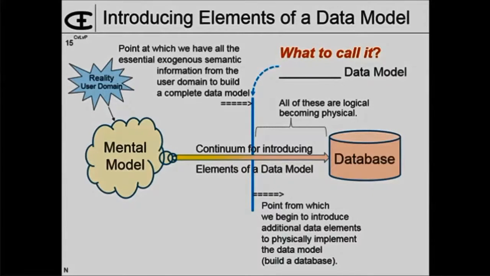So up to that point, we say, is the point at which we have all the essential exogenous information. And then beyond that point, that's the vertical blue line, the point from which we begin to introduce additional elements to physically implement the data model. In other words, build the database. What to call it? That's what we propose calling a business data model. And that's not widely accepted at this point.